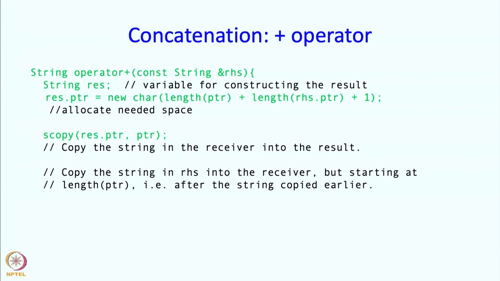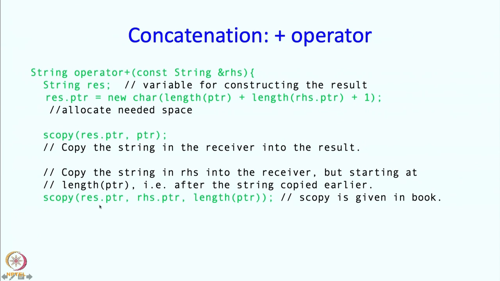That same scopy is going to be used, but we have to tell scopy that I do not want it copied from the very beginning, as this would be doing, but we want to copy it from index length of ptr. So we want to copy to res.ptr at index length of ptr, the length of the string that we just copied. We are going to call scopy, but this time we are going to give three arguments. This is the destination, this is the source, what we want copied, and this is the displacement in the destination from where the copying has to begin. You can write this, but this function is also given in the book in that same chapter 15.